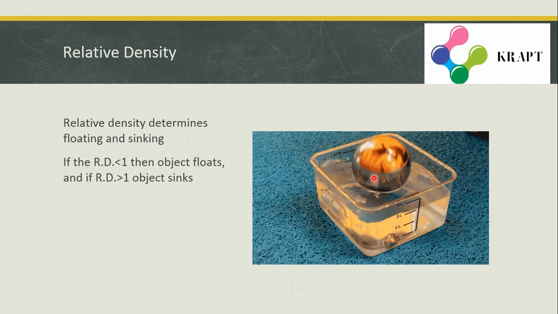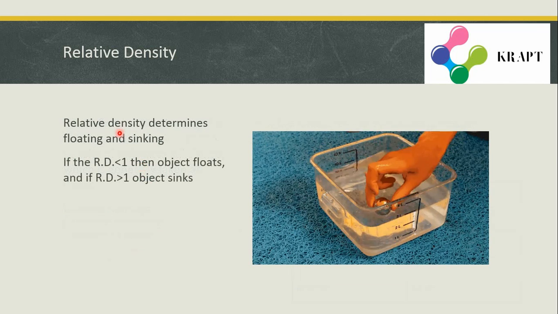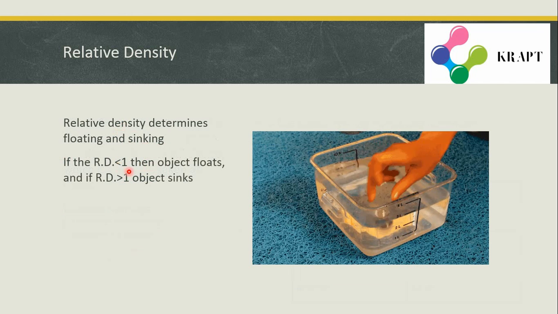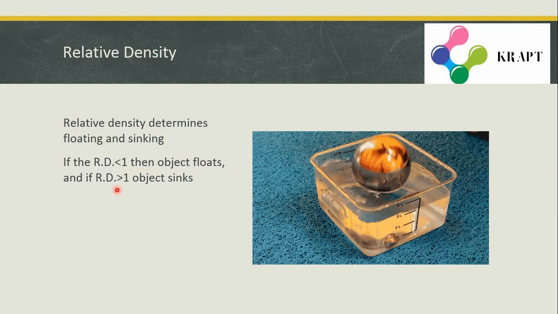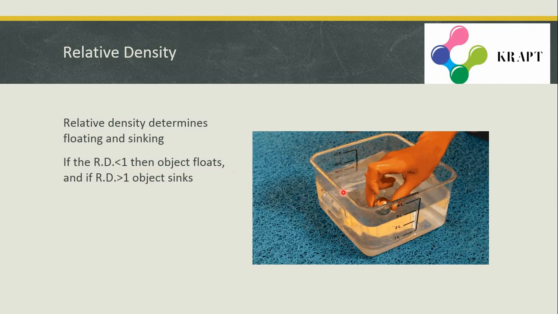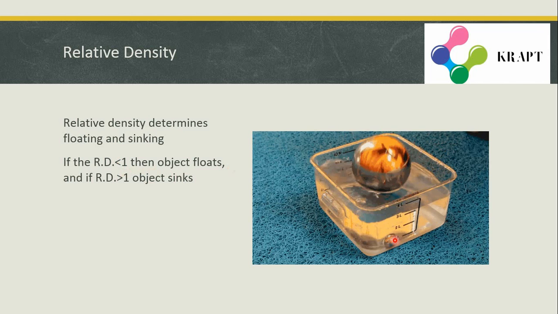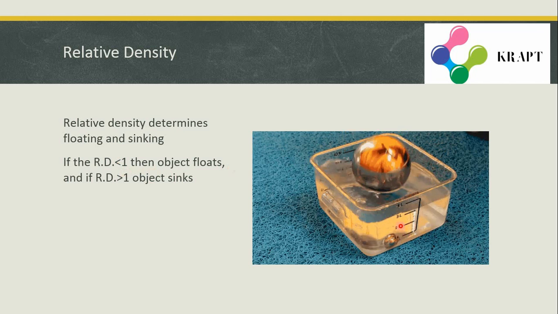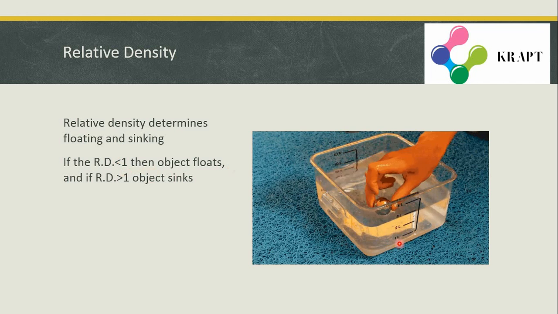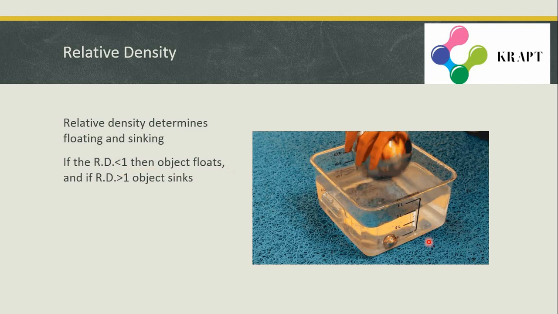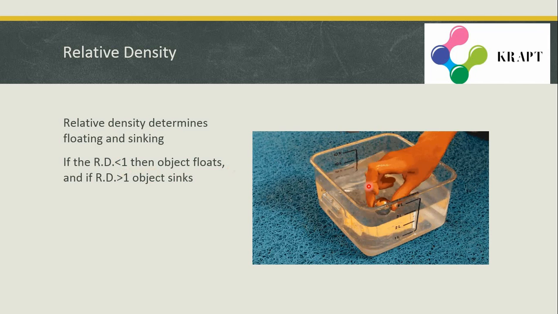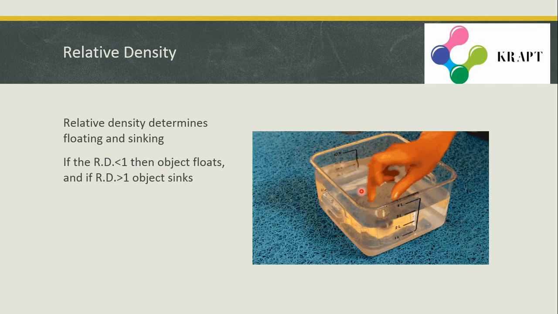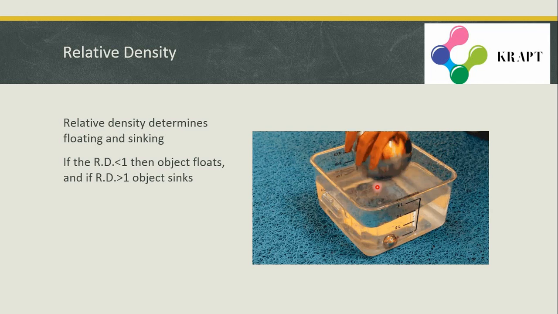Now the floating and sinking. See, relative density determines floating and sinking. If relative density of substance is lesser than 1, then object floats. If relative density is greater than 1, then object sinks. Here in this picture, you can see that the small ball sinks in the water. This shows that it is compact and it is not empty inside, and hence it sinks. Its density is more than water. But here, this big ball, it floats on water, showing that it is empty, and it floats on water due to less relative density.